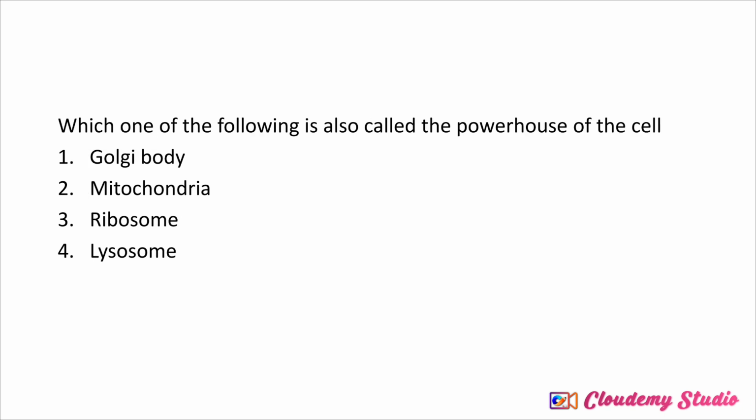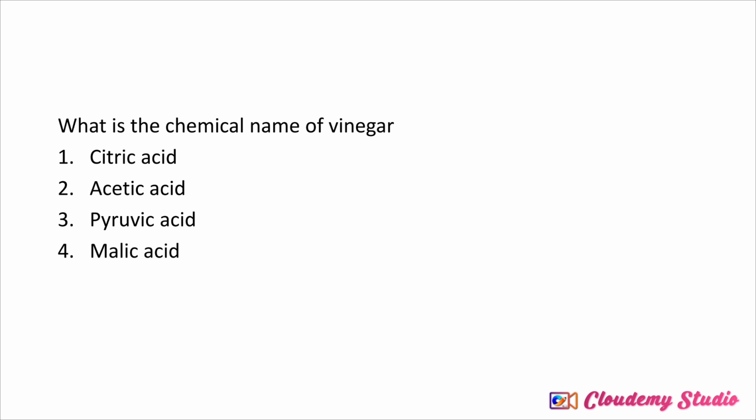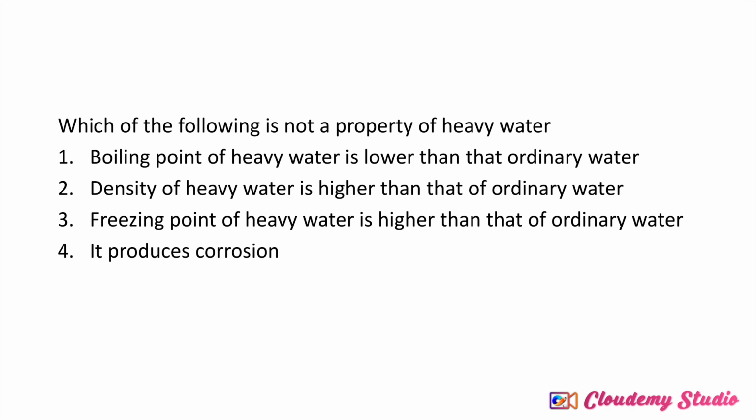Which one of the following is also called the powerhouse of the cell? Golgi body, mitochondria, ribosome and lysosome. The answer is mitochondria. Next. What is the chemical name of vinegar? Citric acid, acetic acid, pyruvic acid, and malic acid. That is acetic acid. Next.